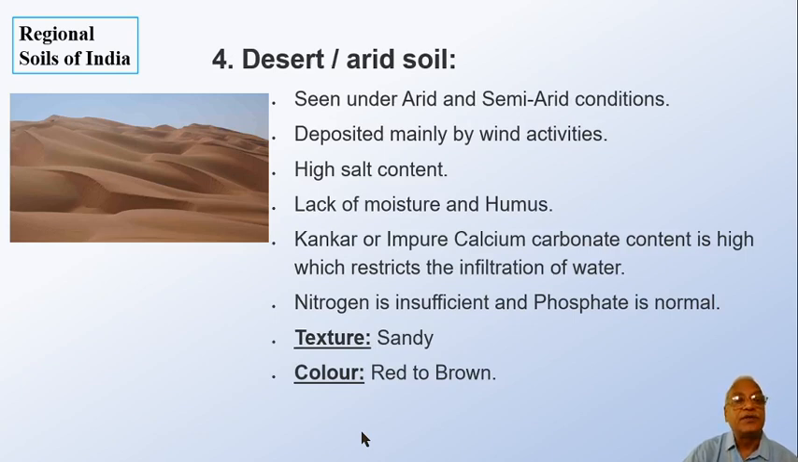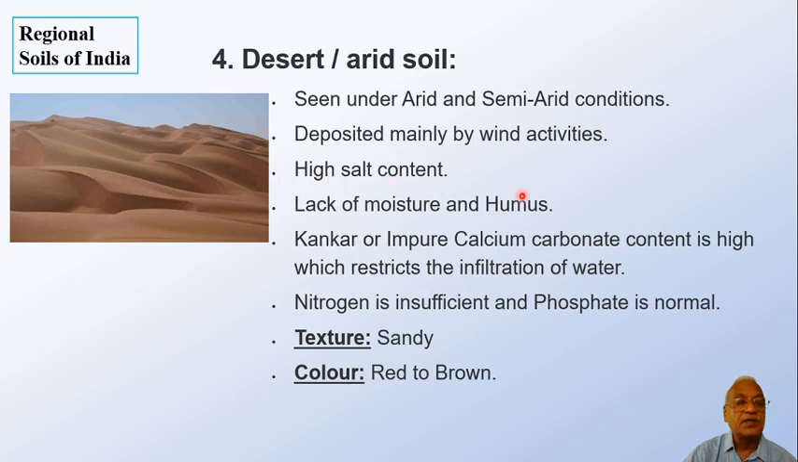Next is the desert soil, found in the Rajasthan area. So, red desert or arid soil. This is seen under semi-arid and arid conditions. It is deposited mainly by wind activities.